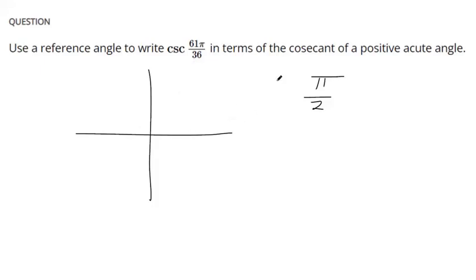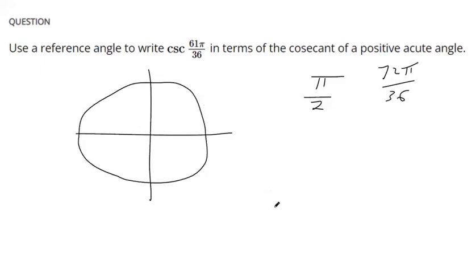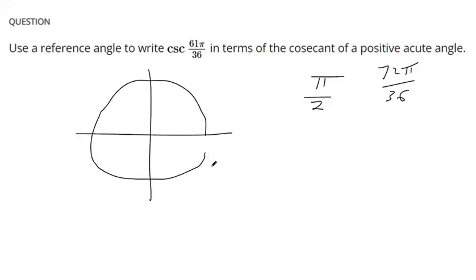But we know that 72 pi over 36, that would be a full circle, right? That's a full circle. And that's because radians is always talking about the circumference, the portion of the circumference of the unit circle of radius 1. So 72 pi over 36 isn't quite a full circle. It ends up somewhere over here. And we need it to be an acute angle. So let's see, positive. Okay.